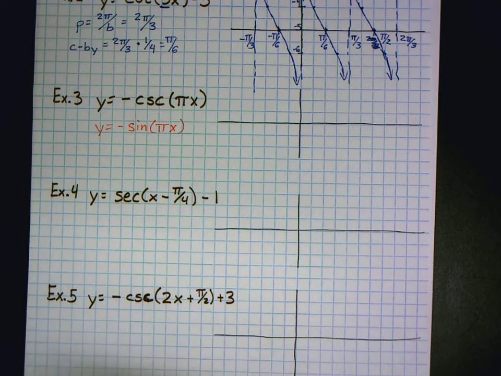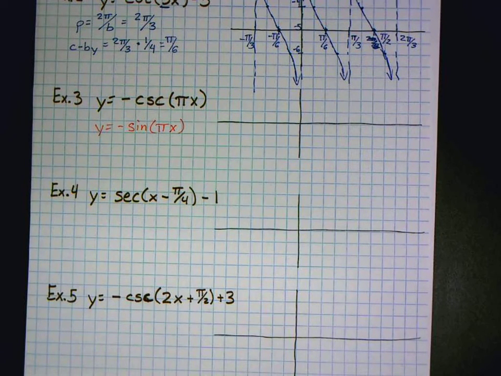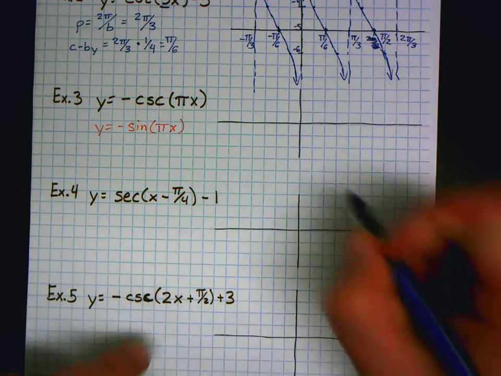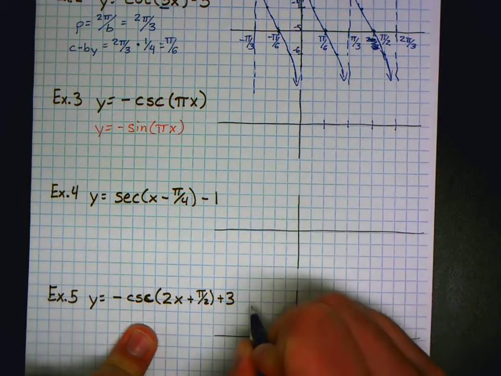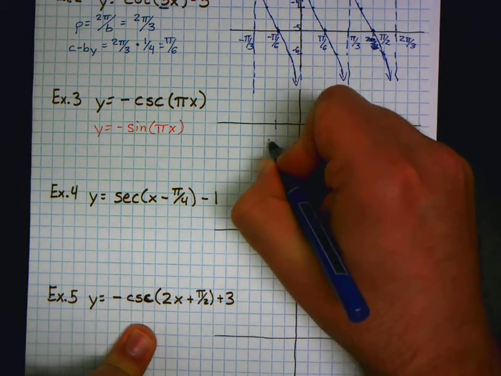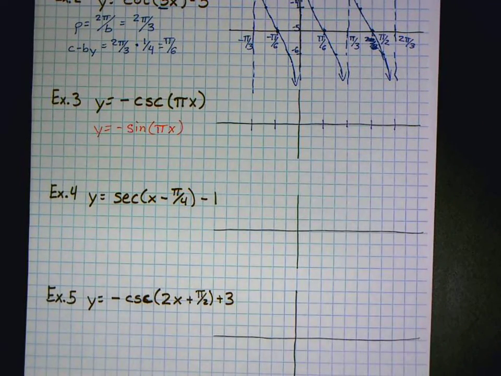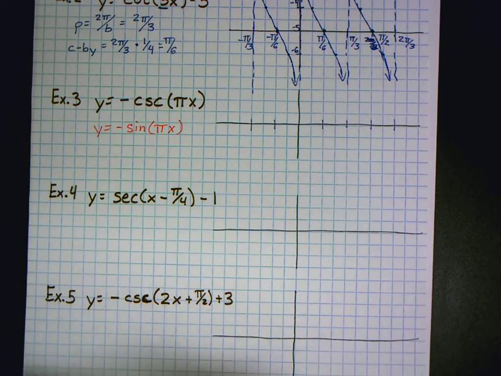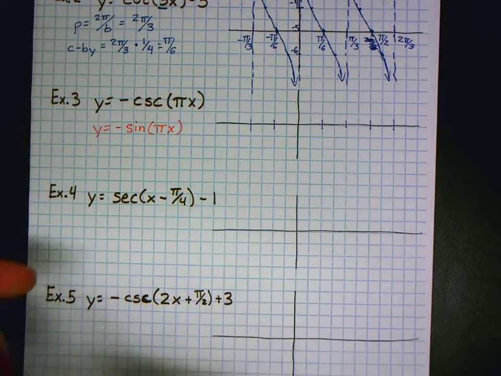So here, I don't know, which way do you want me to graph it? Do you want me to graph cosecant or do you want me to graph sine? Okay, so graphing sine. Okay, my period is going to change. Also, this has a negative in front of it. So let me go ahead and graph a little bit of this. I'm not going to label this because my period is going to change.